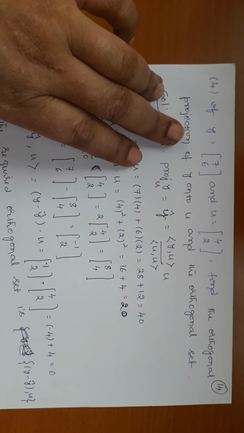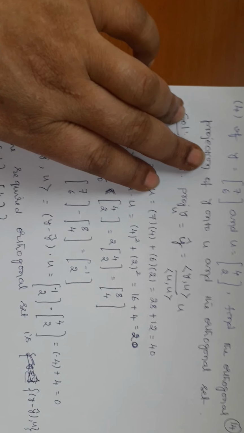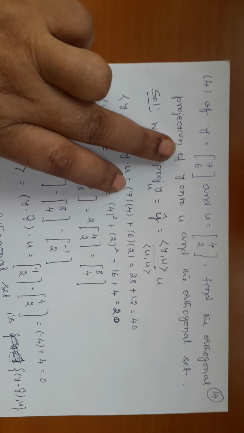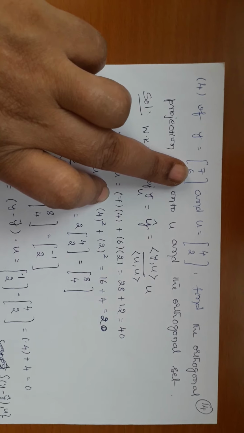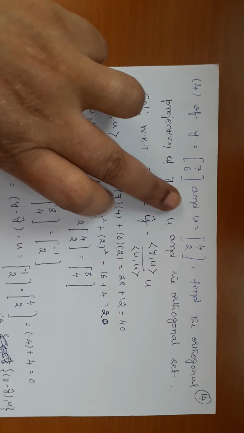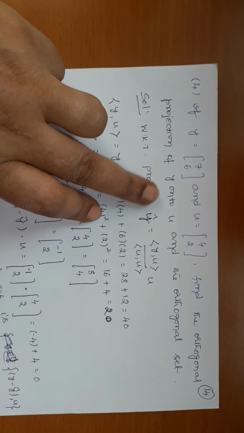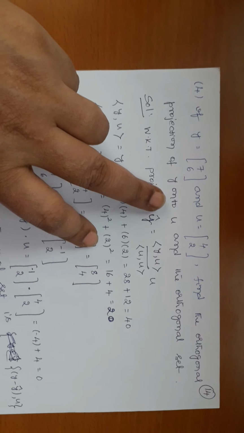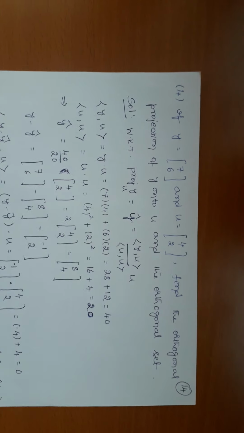I've considered two problems once again, for projection. This orthogonal projection problem was given in the question paper. If y equals, they again gave it in column form, because this problem is from David Lay, 7 6, and u is 4 2. Find the orthogonal projection of y onto u. I have to find the projection of y on u, and the orthogonal component I also want to find.